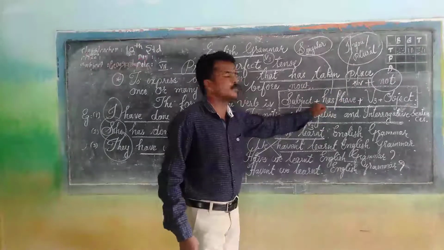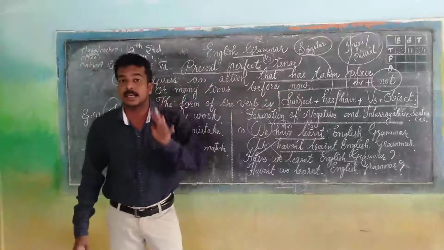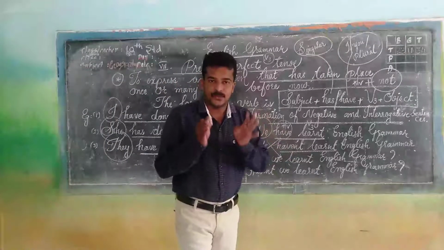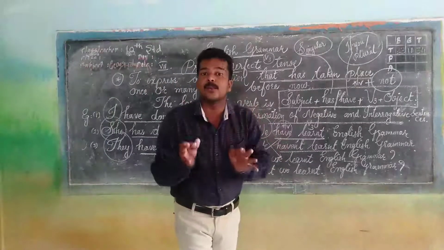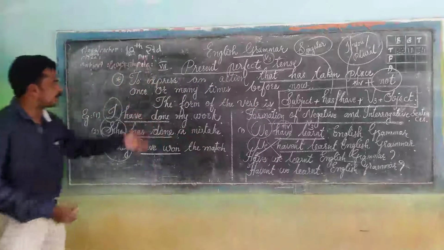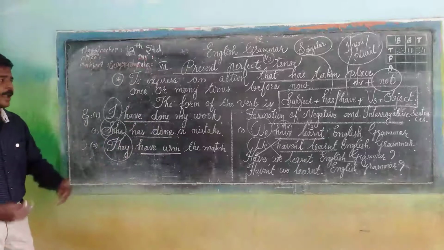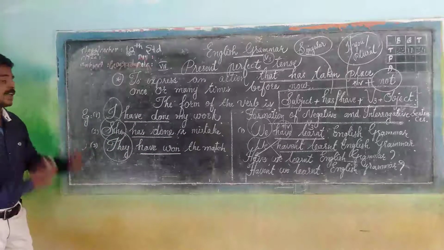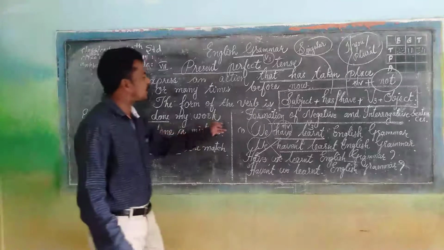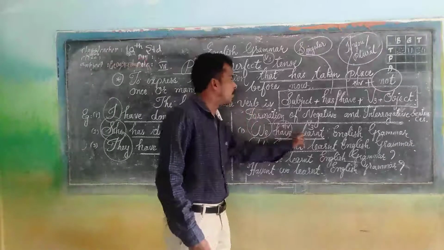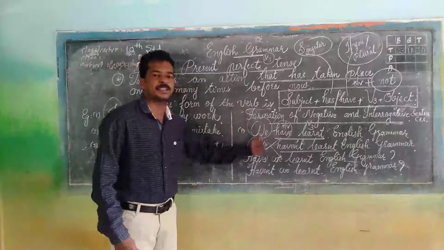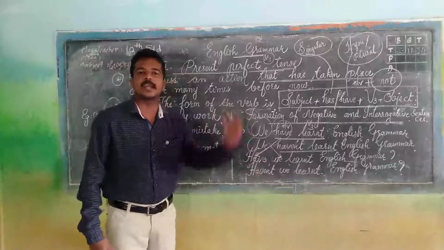And has has to be used along with the singular subject, whereas if the subject is I or we, or you with the plural, we must use have as a helping verb. And three examples I mentioned here: I have done my work, she has done a mistake, they have won the match. And later one of the sentences I wrote on the board and I changed that assertive sentence to negative, interrogative and negative interrogative.